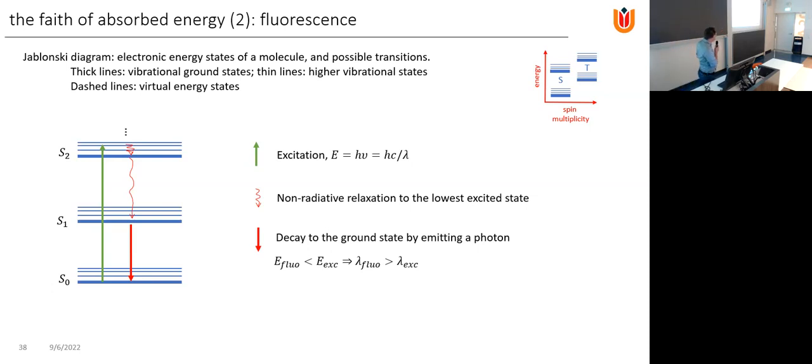So this is an energy diagram. That means that the photon that is emitted has a lower energy than the photon that was absorbed. If you remember, the photon energy was E equals Planck's constant times the frequency. The frequency was c over lambda, so it is inversely proportional to the wavelength. So that means that the fluorescent photon has a lower energy than the incident photon. It has a longer wavelength than the incident photon. So that is the process of fluorescence.